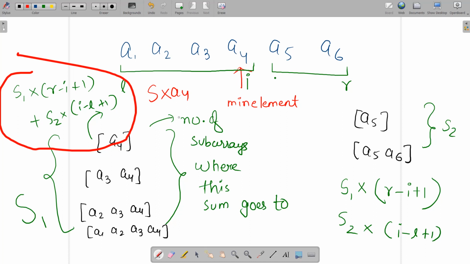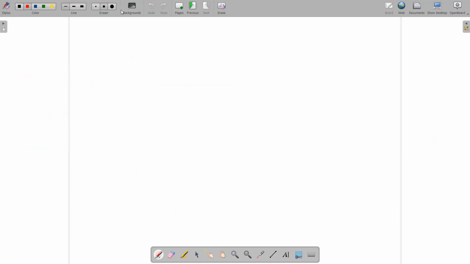And one more thing I need to add is how you are going to compute A4, A3 to A4, A2 A3 A4, A1 A2 A3 A4 efficiently for every index. I will tell you an easy way to do that. So let me move to the next page. Suppose A1 A2 A3 A4 A5 A6 is the required array. Like this is the array.